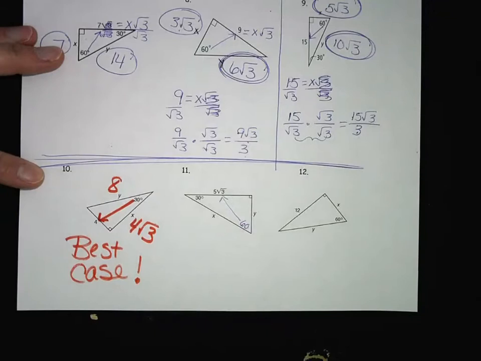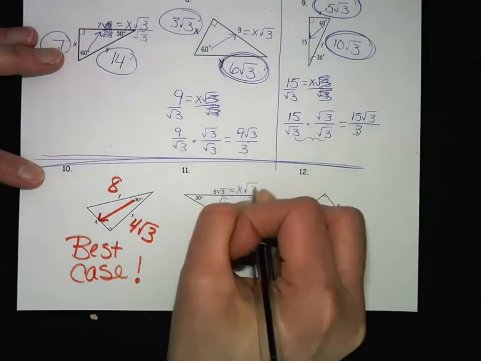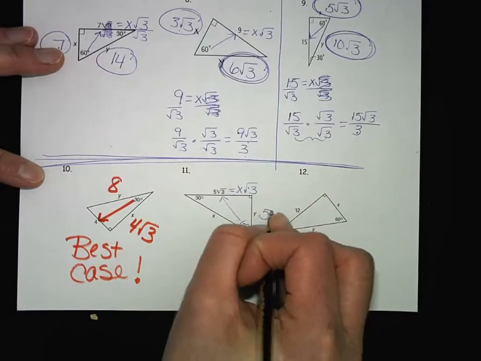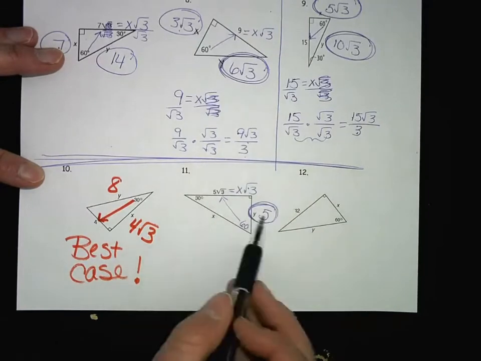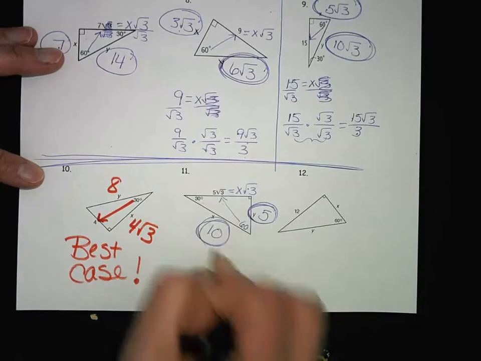So see how they give you the one across from the 60? That's going to make this x square roots of 3. Well, when you divide off the square root of 3, then you're just left over with 5. That's going to be the short leg. Then the hypotenuse is always just double.